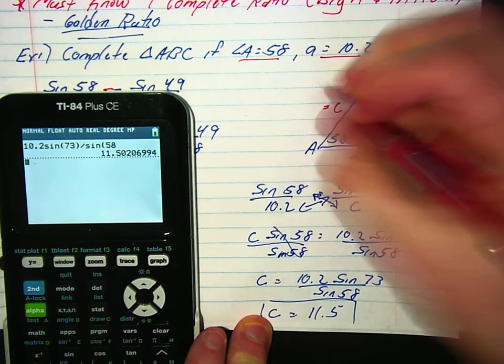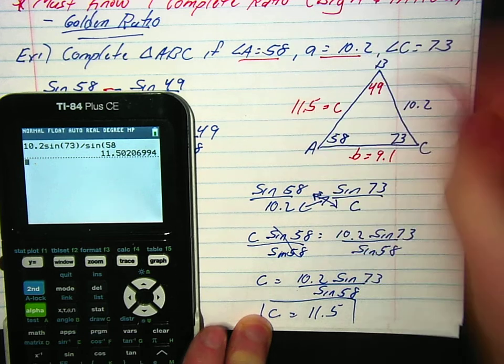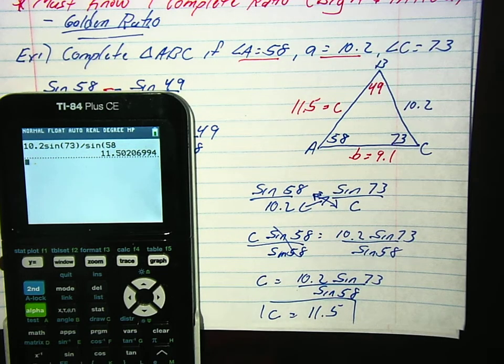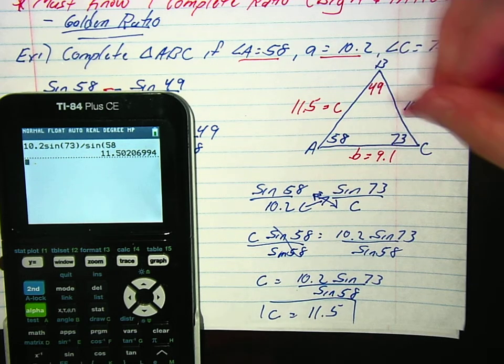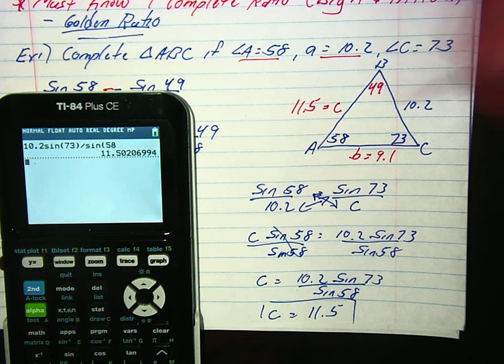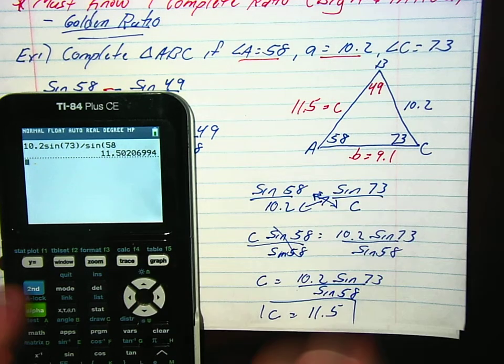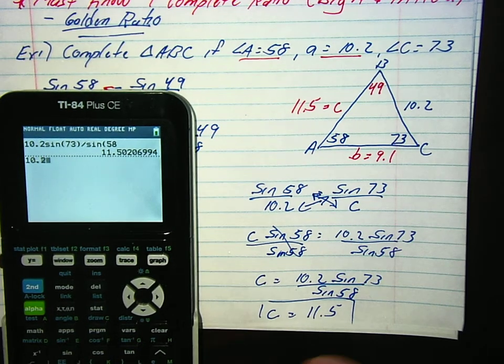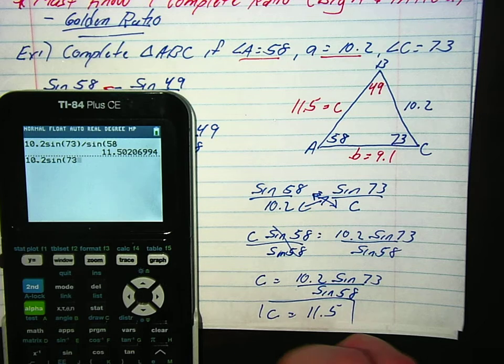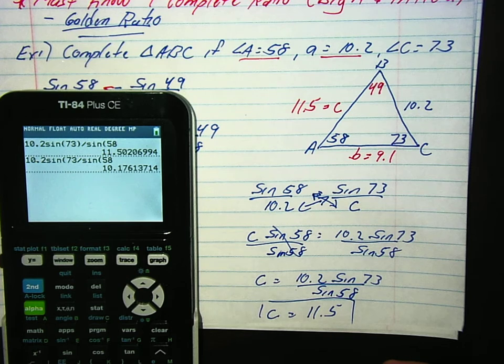Put that up here. And now you've completed the triangle. You had 3 to start with, you found the other 3, and that's going to be what your final answer looks like. Now, I just want to show you if we had put it wrong in the calculator, 10.2 times the sine of 73, say you forgot to end the parenthesis, divided by the sine of 58. Again, you get a similar answer. It's close, but not close enough that we're going to get credit.